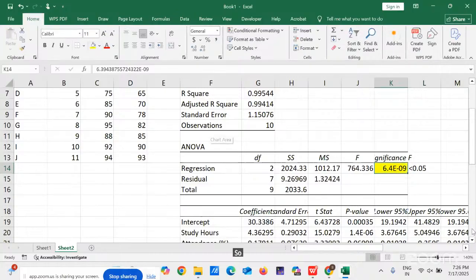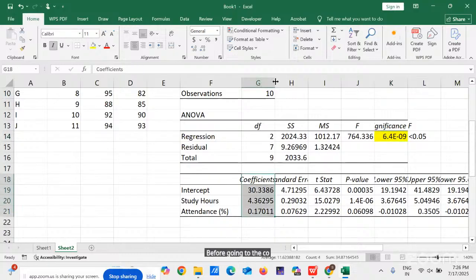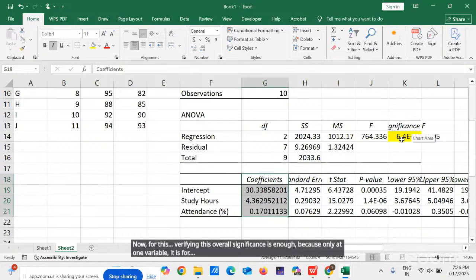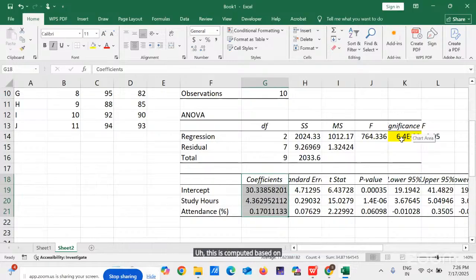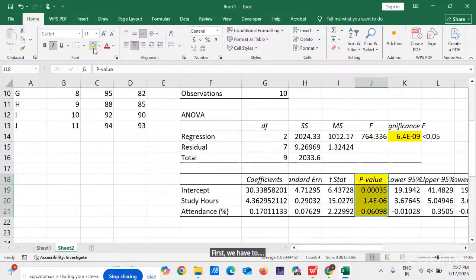So then we can come to the coefficients. Before going to the coefficients in multiple regression, this is not required for the simple one, because in simple there is only one variable. Therefore verifying this overall significance is enough, because it is computed based on that one variable only. But when it comes to more than one variable, first we have to have a look at the p value, that is the p value for each individual independent variable.